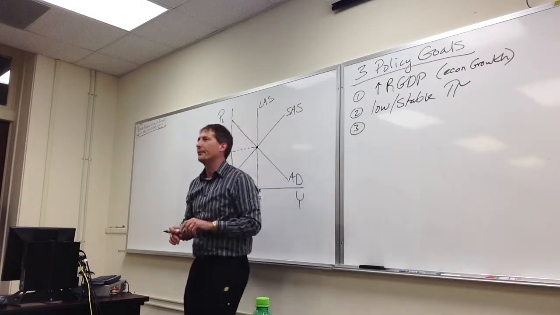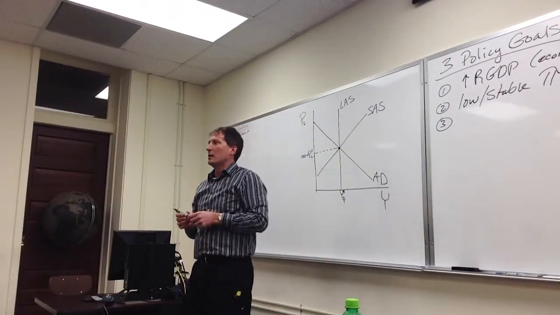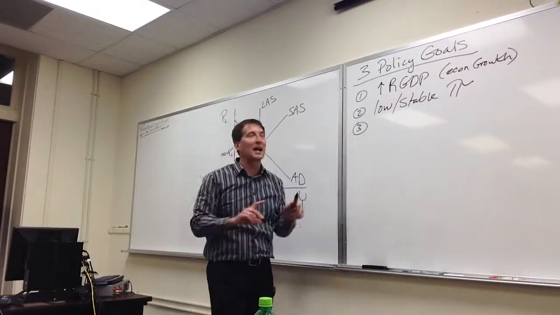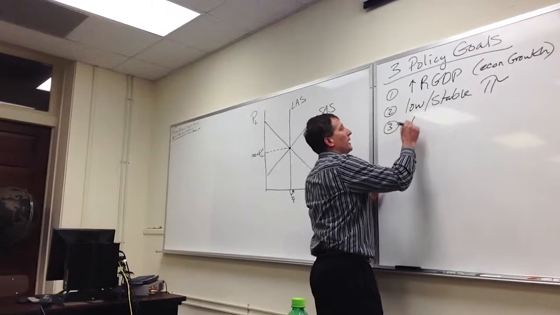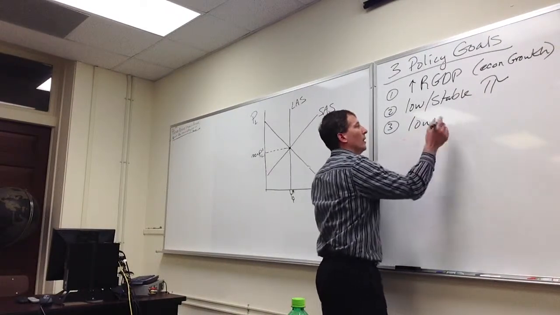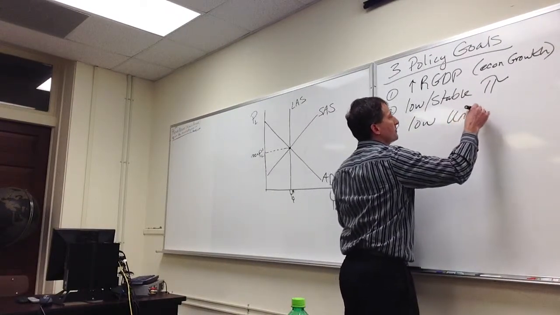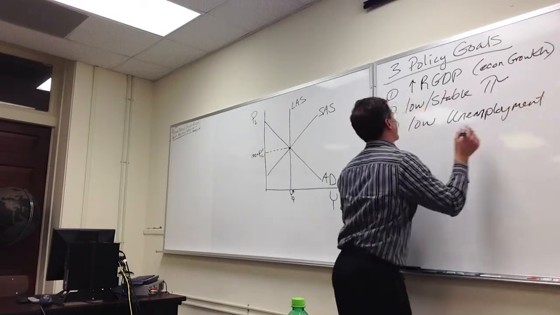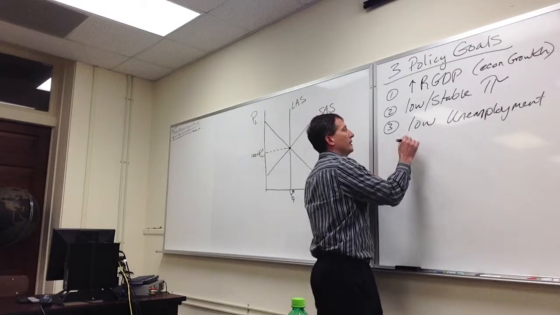Last one. Unemployment. Zero? No. The natural rate would probably be ideal. But in general, let's just say low unemployment. And then maybe we'll put in parentheses here the natural rate.